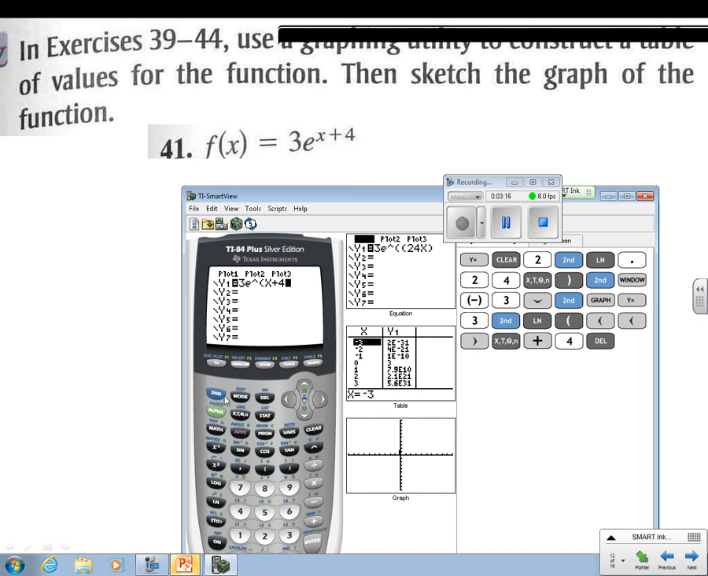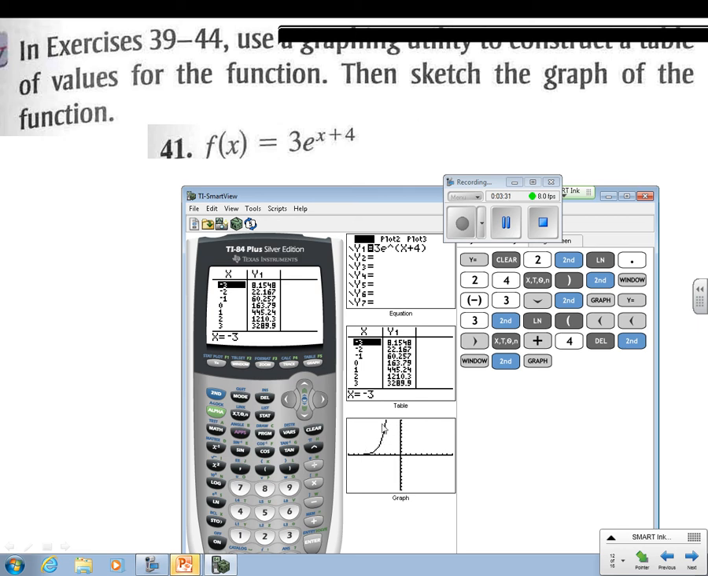And we've got it there. Let's go to our table. Now I don't need to use the table set because I already have it set up at negative 3 from the last one, so we can go straight to our table. And here we go. Negative 3 should be 8.1548, etc., etc. And our graph is going to look like this.